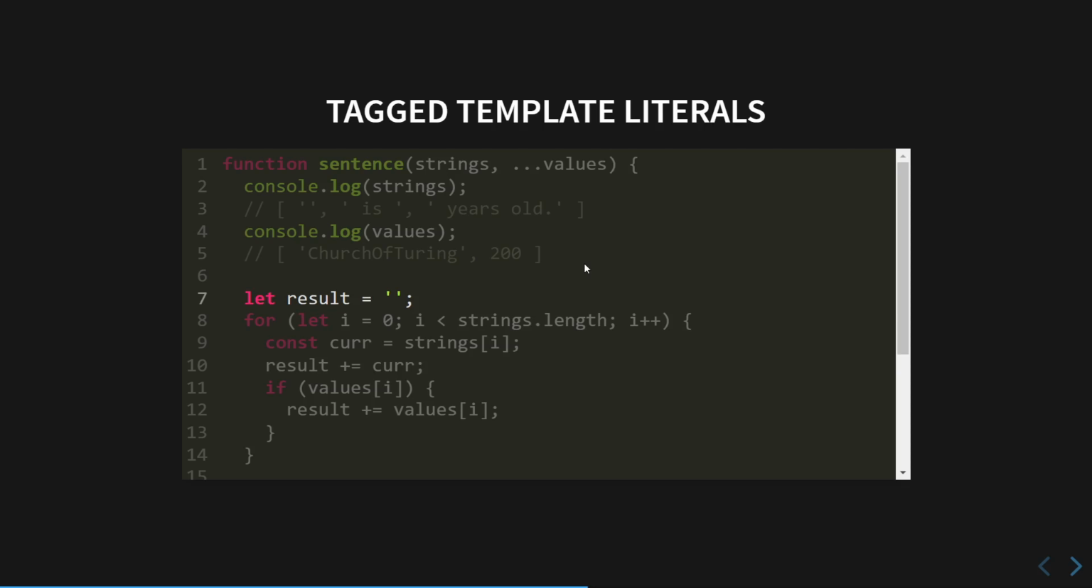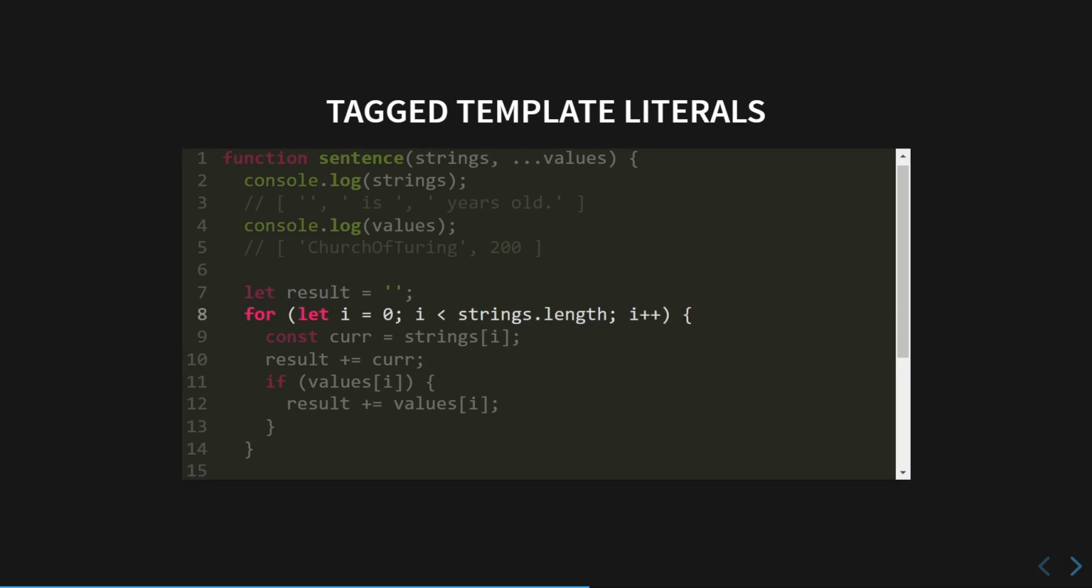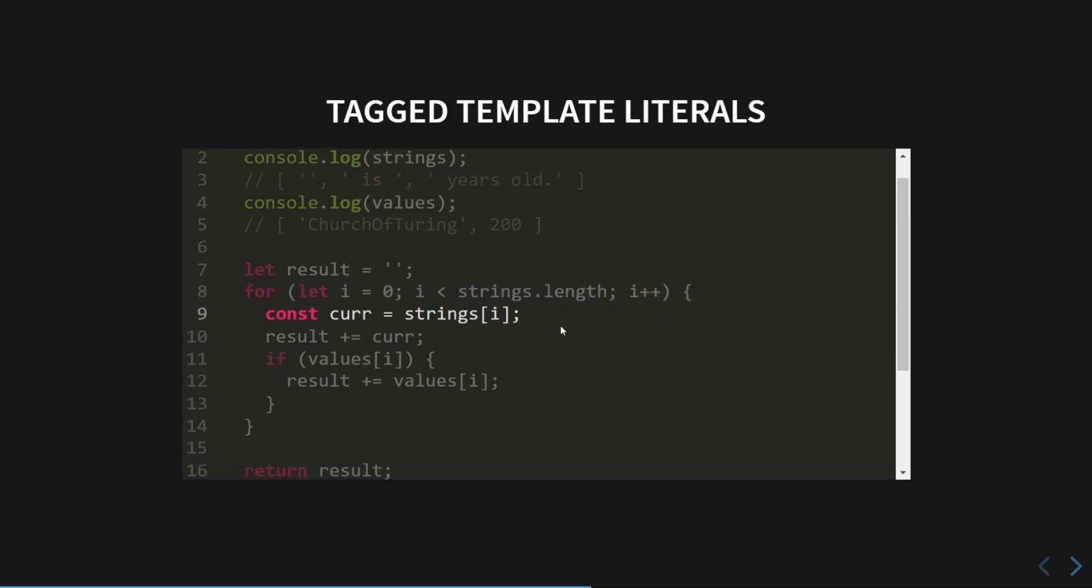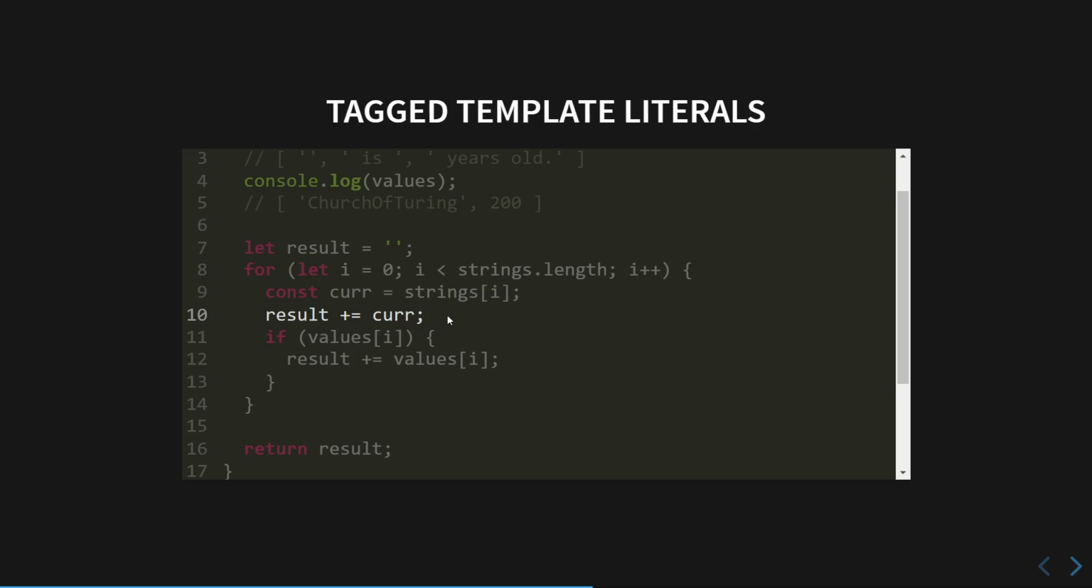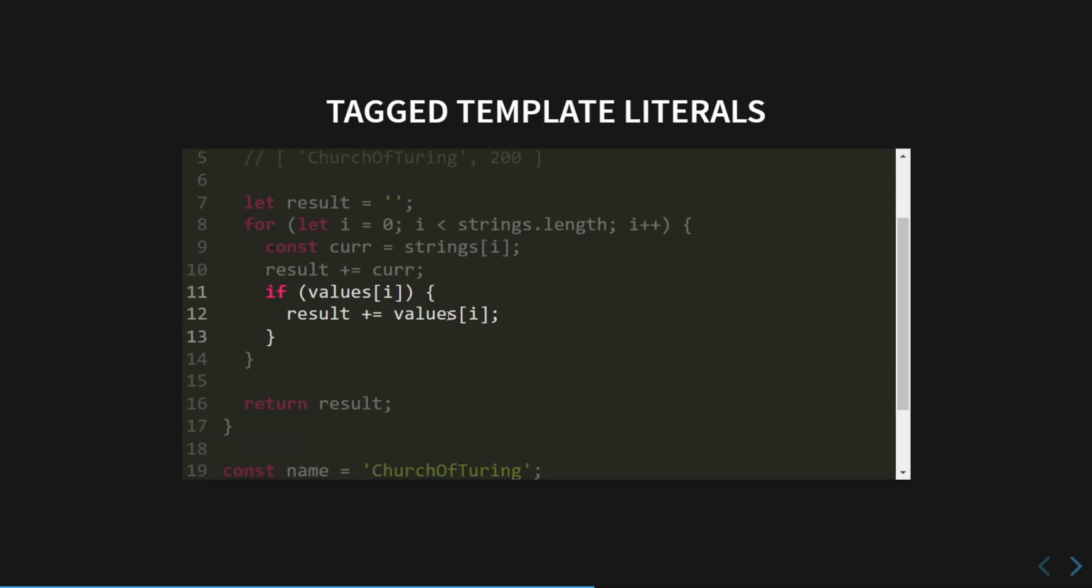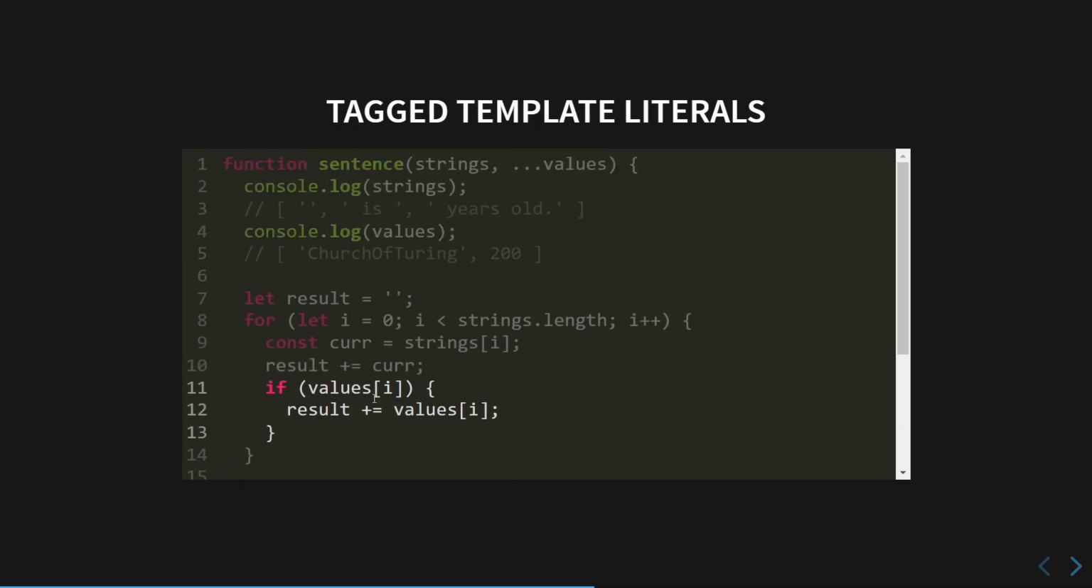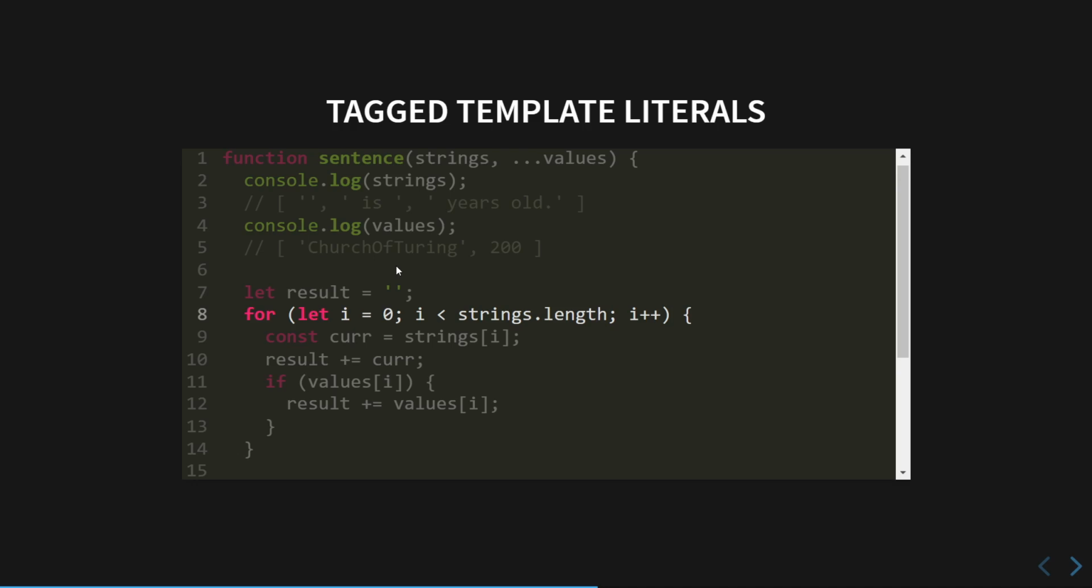We take an empty string, we iterate through this strings array that's been defined up here. We get the current string, which in the first instance will be an empty string. We're appending two empty strings, which is an empty string. And then we're saying if the values array has an item at this index, which is 0, and it does, which is Church of Turing, then just append that to the result. So now result is a string containing Church of Turing.